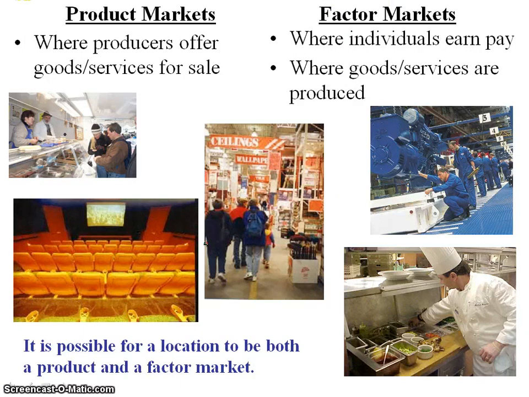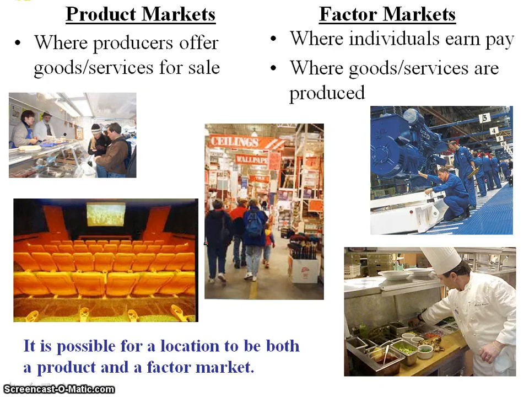Now, the two ways of looking at our system is we can divide things up into product markets or factor markets. And the idea is where the producers offer those products for sale. And again, just two ways of looking at this. Where you see people purchasing products, those are product markets. Where we see people earning money for pay, we call that a factor market.